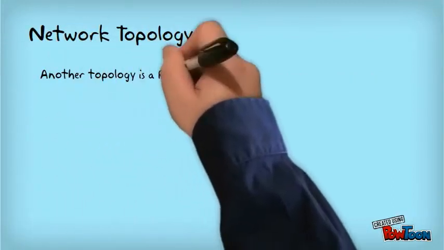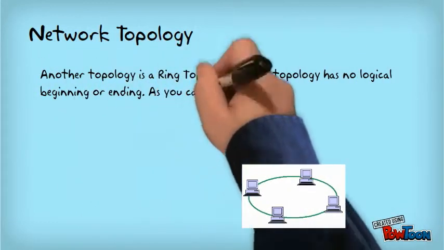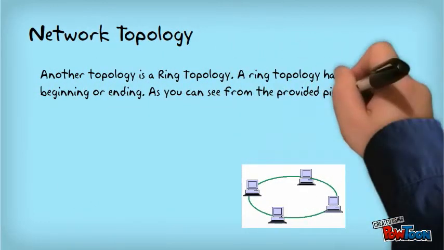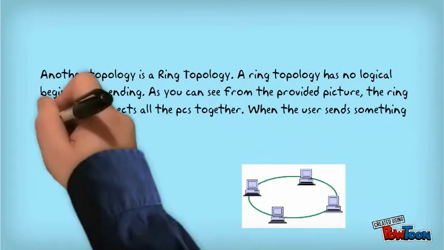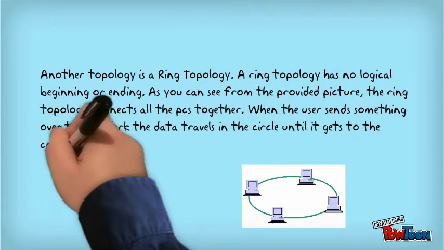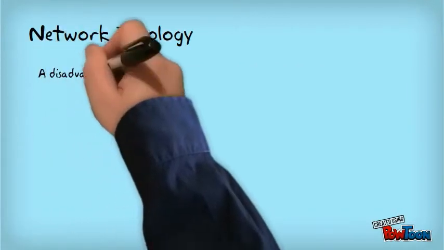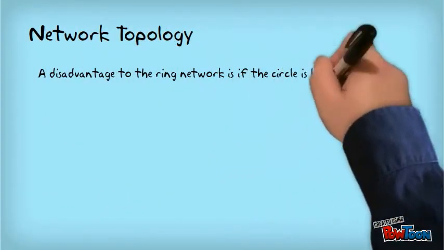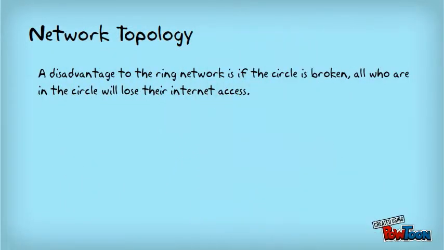Another topology is a ring topology. A ring topology has no logical beginning or ending. As you can see from the provided picture, the ring topology connects all the PCs together, and when the user sends something over the network, the data will travel in a circle until it gets to the computer that is receiving the data. A disadvantage to a ring network is if that circle is broken, all who are in the circle will lose their internet access.